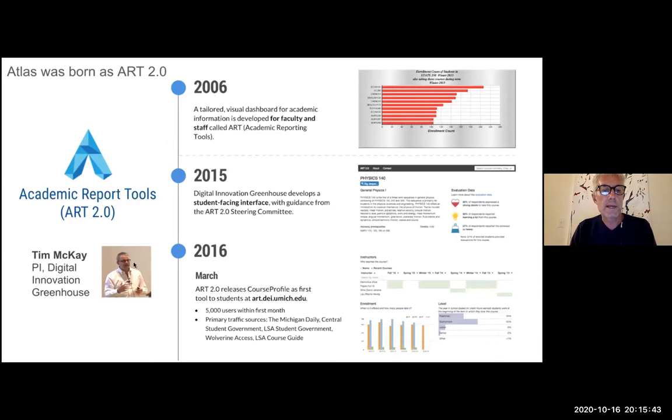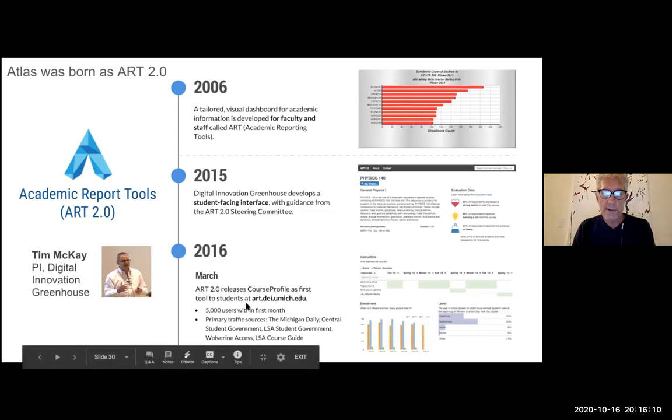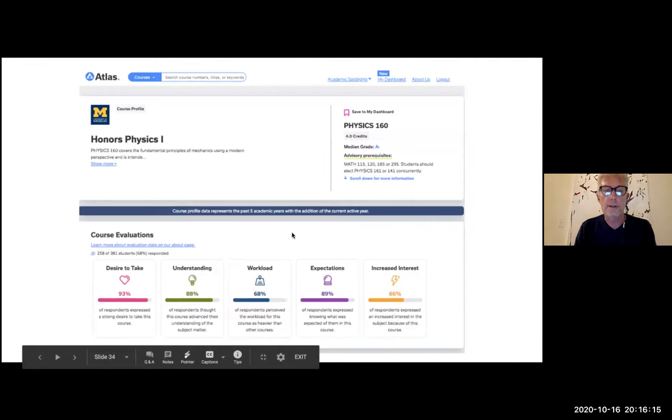My good friend Tim McKay helped get some money from the Provost's office in 2015 to build what was then called the Digital Innovation Greenhouse. The Digital Innovation Greenhouse essentially evolved into the Center for Academic Innovation, which is now a very large center on campus, headquartered on the 8th floor of the library. And so we went live in 2016 with the first service directed to students, called ART 2.0, which now is called Atlas.